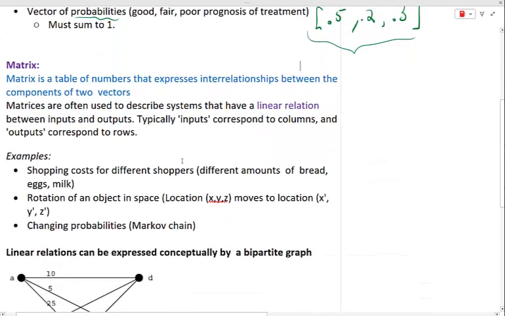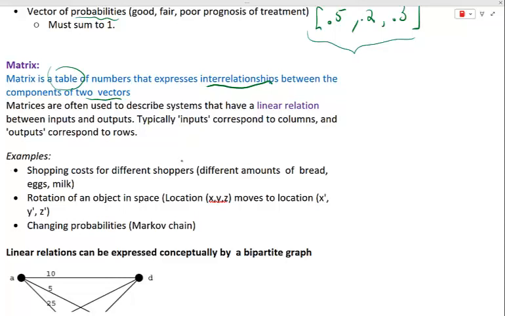So what's a matrix? A matrix is a table of numbers that expresses interrelationships between the components of 2 vectors. Here you have a row of numbers. A matrix is a table of numbers. Now, you could think of any table as a matrix, but specifically in mathematics, when we're using them mathematically, a table expresses interrelationships between the components of 2 vectors. And I'll give you some examples below.